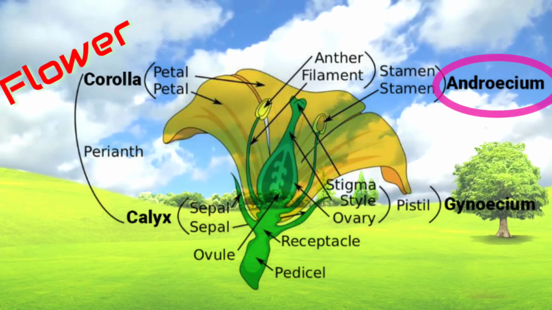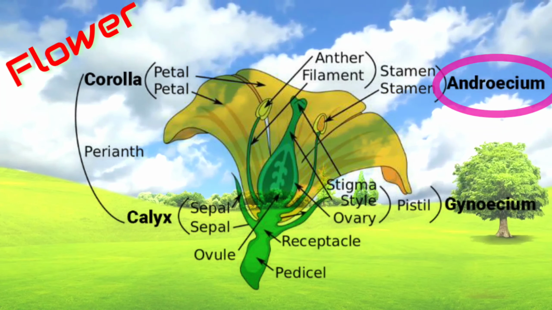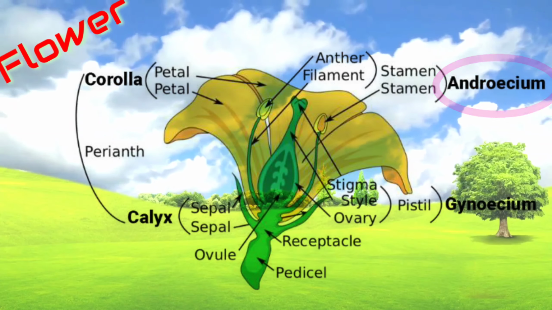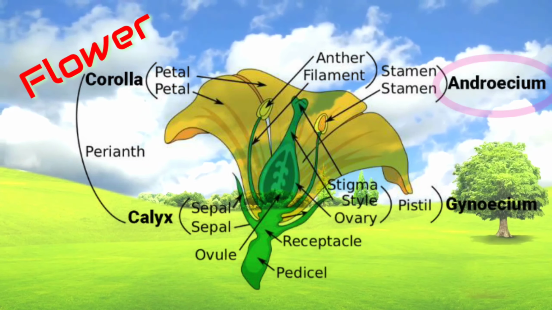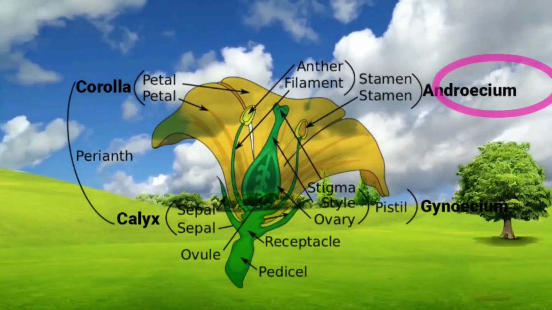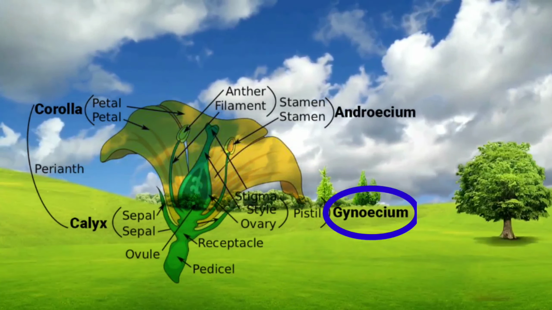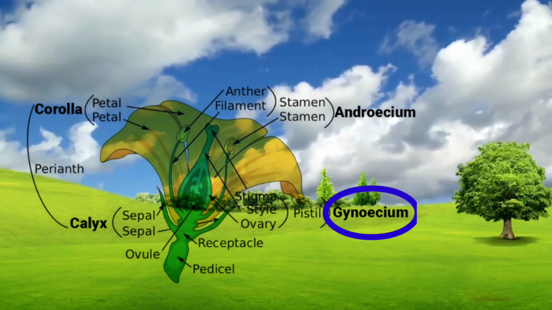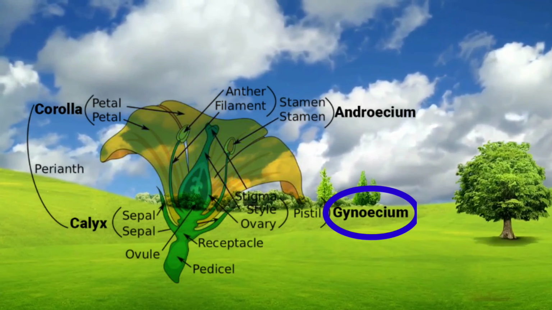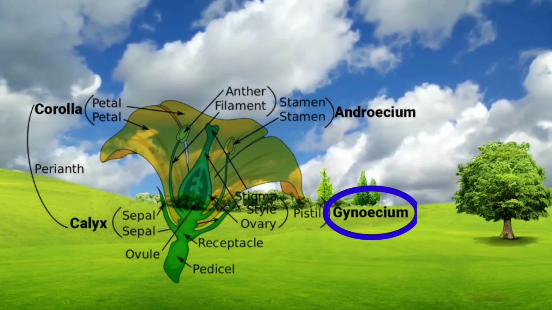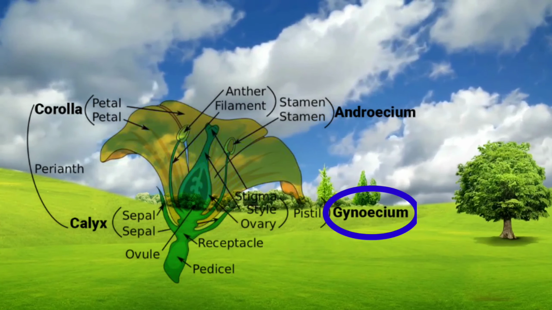Androecium. This is the male reproductive part of the flower. It consists of stamens. Each stamen is made up of anther and filament. Gynoecium. This is the female reproductive part of the flower. This is made up of carpels. A carpel consists of stigma, style and ovary.